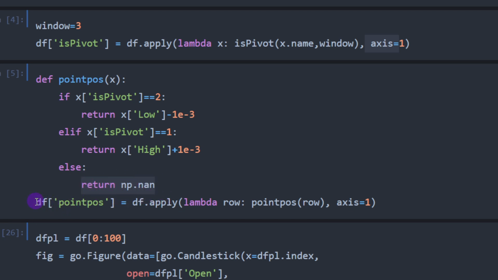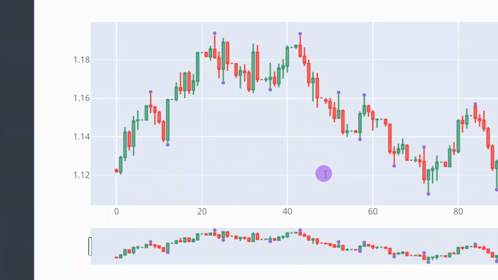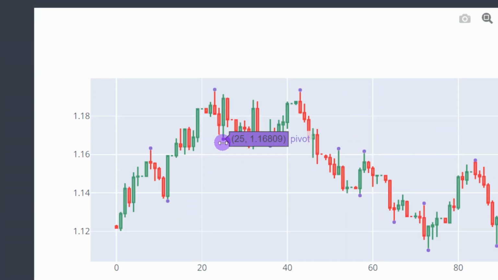And we apply this function to our current data frame on all the rows, and we store the return values in the point position new column in the data frame df. We're going to use these positions just for plotting, and that's what we're going to get. So these are the purple points that you are seeing here, the fractals. Also, some people name these fractals.